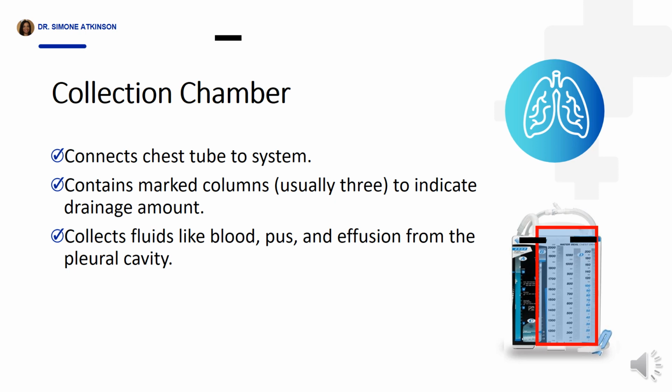So the first chamber is the collection chamber, and this chamber connects the chest tube to the system, and it's equipped with marked columns, typically 3, which help us monitor the amount of drainage that is collected.